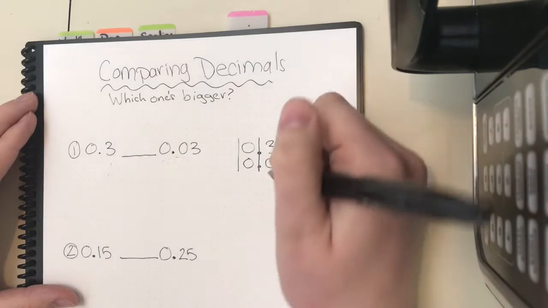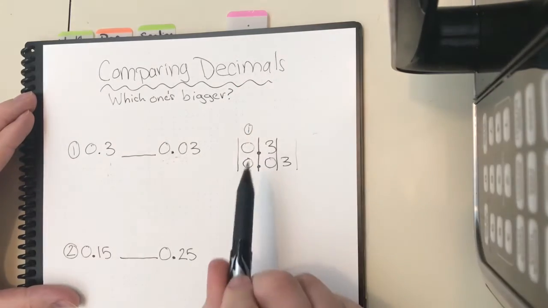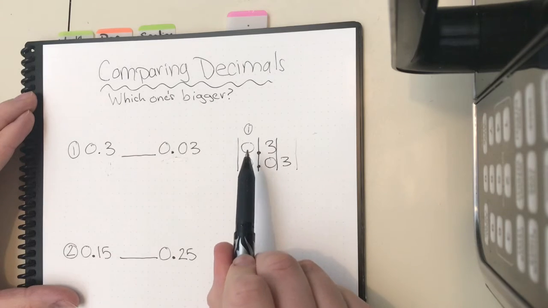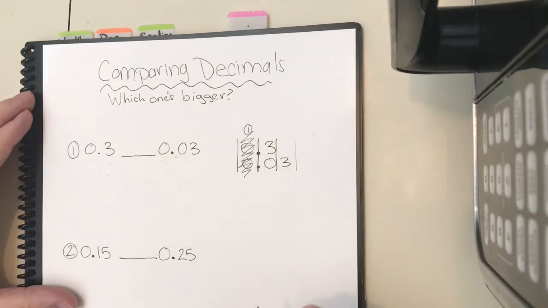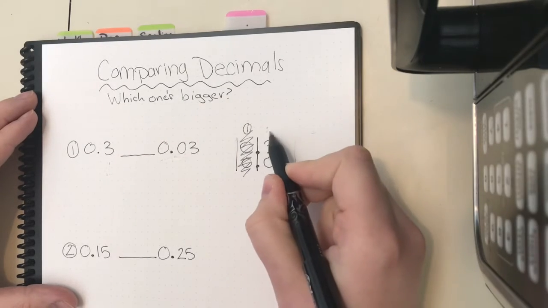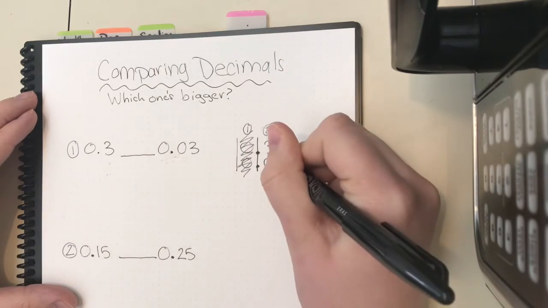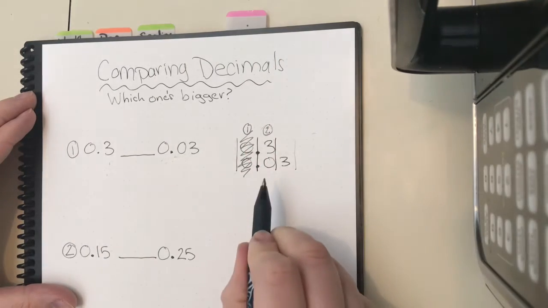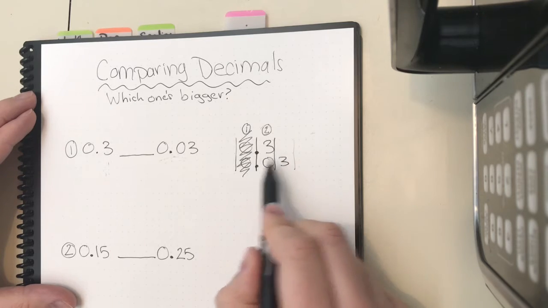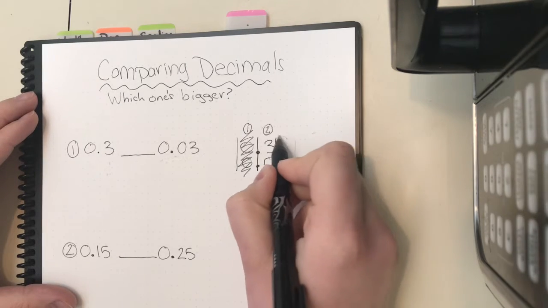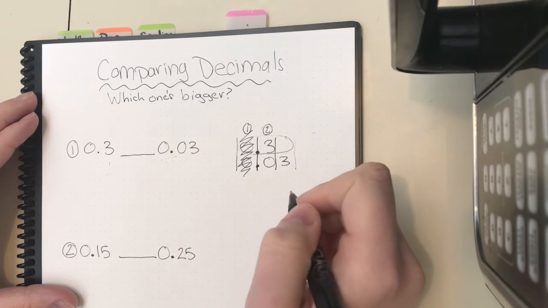Okay? So in my first column, I have a 0 and I have a 0. Well, 0 is equal to 0. So this column isn't going to help me compare them. Then in my second column, I have 3 and 0. Well, 3 is greater than 0. So already I know that my top number is going to be the one that's bigger.